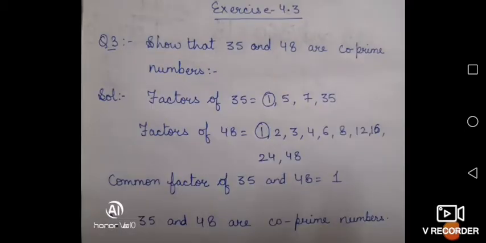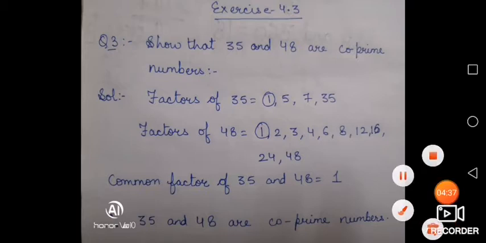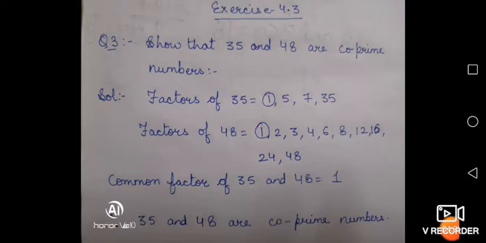Exercise 4.3, question number 3. Show that 35 and 48 are co-prime numbers. So this is your third question of exercise 4.3. Show that 35 and 48 are co-prime numbers.